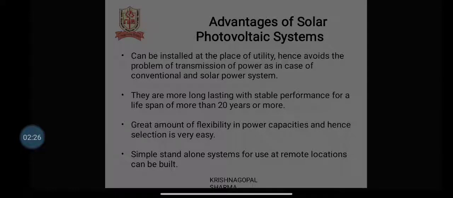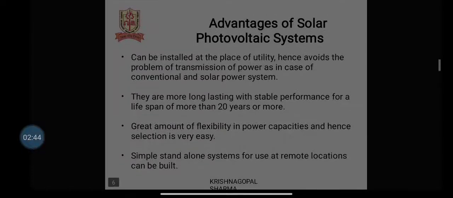They are long lasting with stable performance for a lifespan of 20 years or more. There is great flexibility in power capacities and hence selection is very easy. Simple stand-alone systems for use at remote locations can be built.